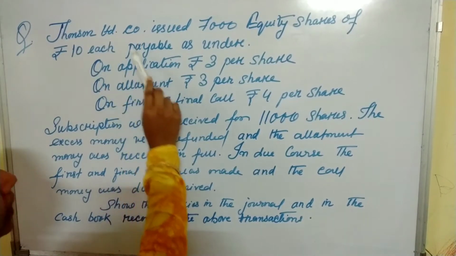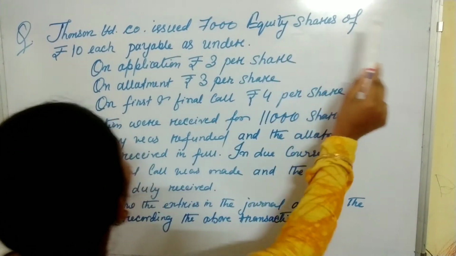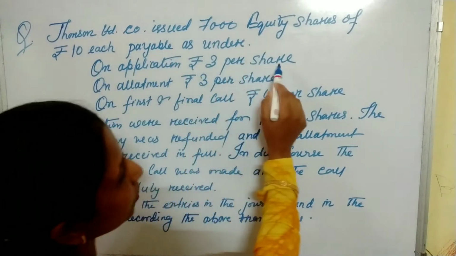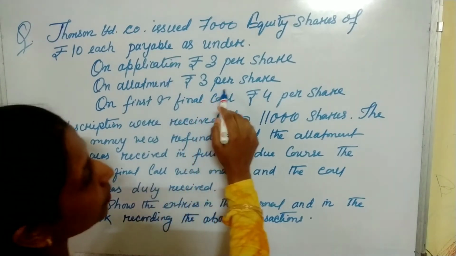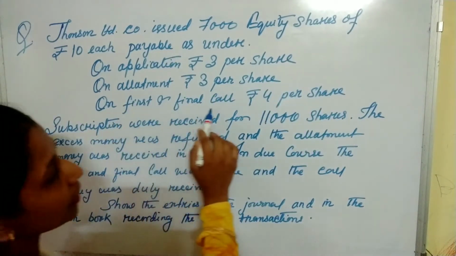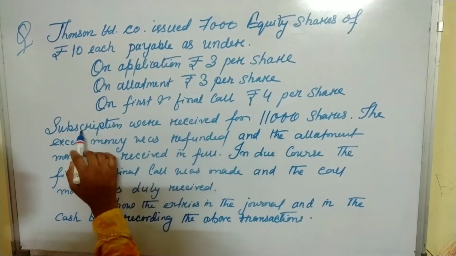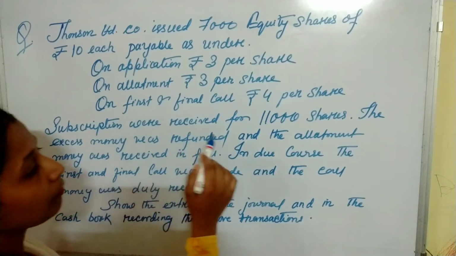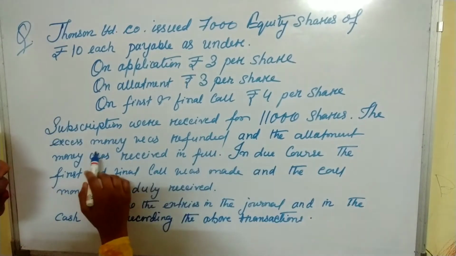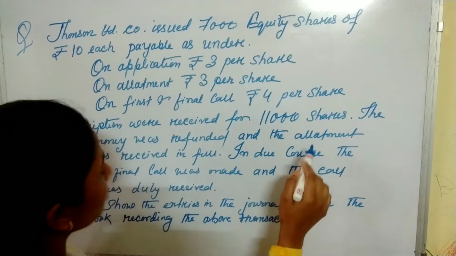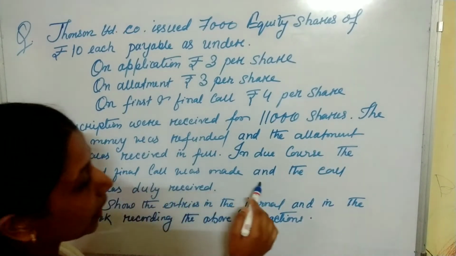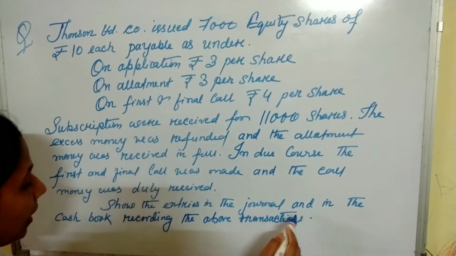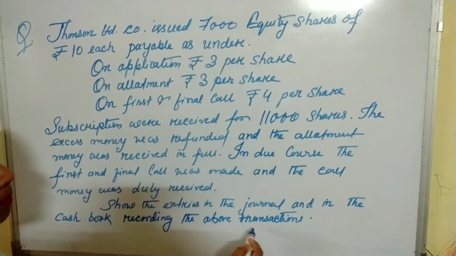Johnson Limited Company issued 7,000 equity shares of ₹10 each payable as under. On application ₹3 per share. On allotment ₹3 per share. On first and final call ₹4 per share. Subscriptions were received for 11,000 shares. The excess money was refunded and the allotment money was received in full. In due course, the first and final call was made and the call money was duly received. Show the entries in the journal and in the cash book recording the above transaction.